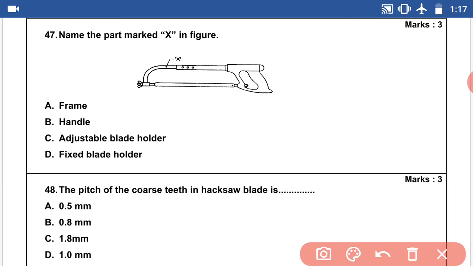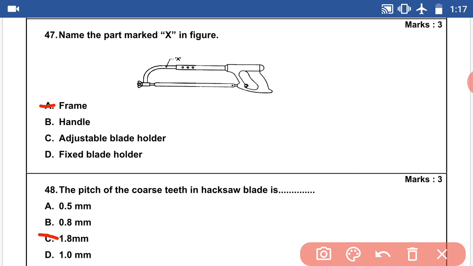Question number 47. Name the part marked X in the figure. This is the adjustable hacksaw frame. The X mark name is frame. Option A is the correct answer, frame. Question number 48. The pitch of the coarse teeth in a hacksaw blade is dash. The coarse teeth of a hacksaw blade are 1.8 mm. Option C is the correct answer. Fine teeth are 0.8 mm.